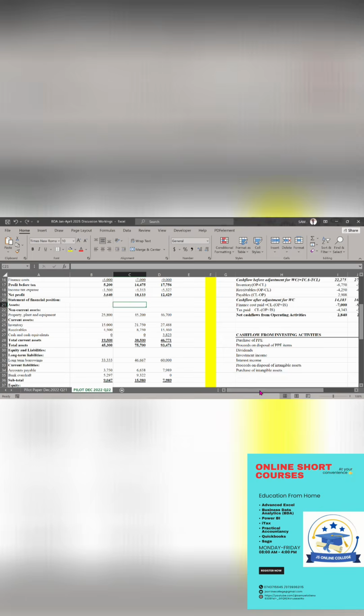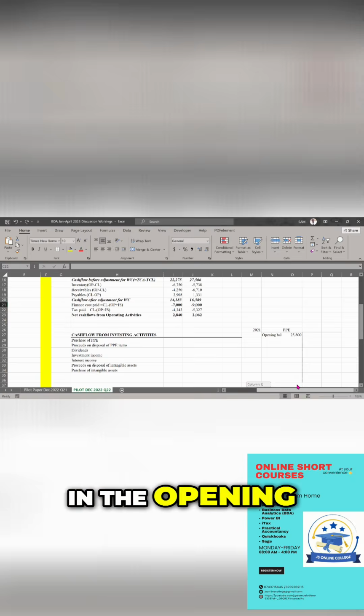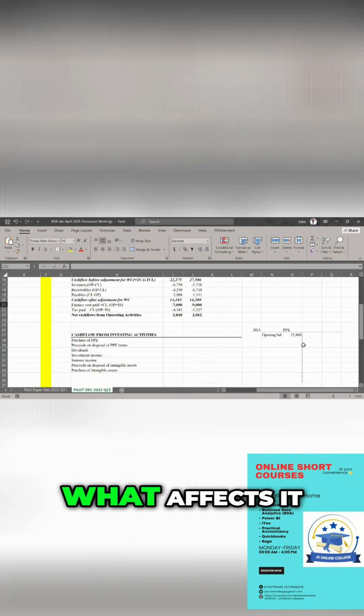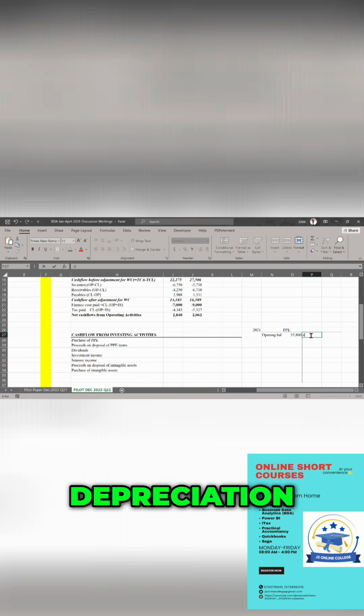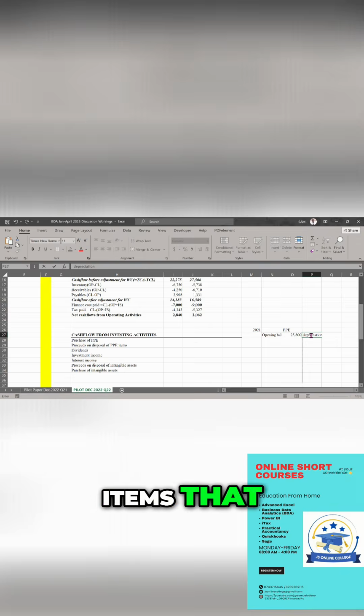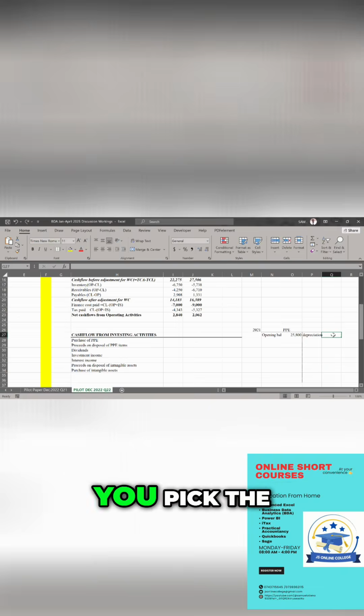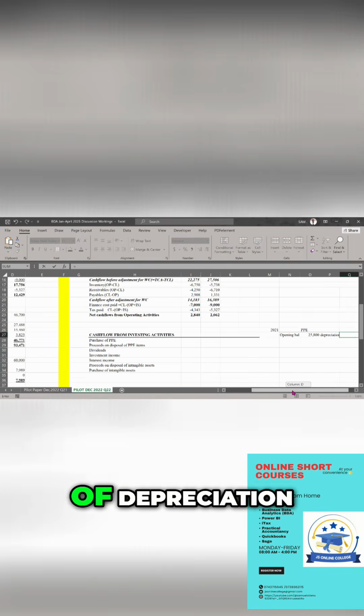Now, we were drawing this T account. I've already brought in the opening balance for 2021. Now, this opening balance, you look at what affects it. And I've just mentioned that depreciation is one of the items that affects that value of PPE. And when you talk about depreciation, you pick the current year's charge of depreciation.